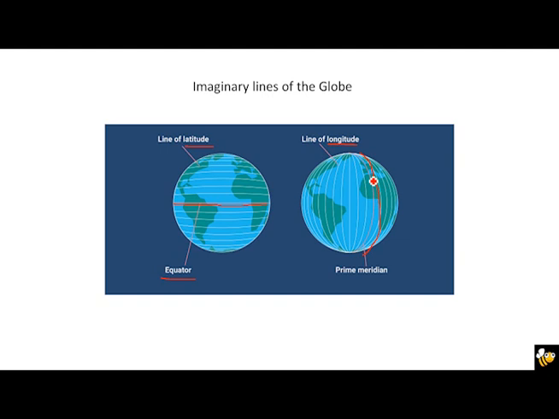Its value is 0 degree, and from it we count 180 degree eastward, and 180 degree westward. The prime meridian and the 180 degree meridian divide the earth into two equal halves in longitudinal section, known as the eastern hemisphere and the western hemisphere. Due to this, longitude is denoted by the letter E for east and W for west.